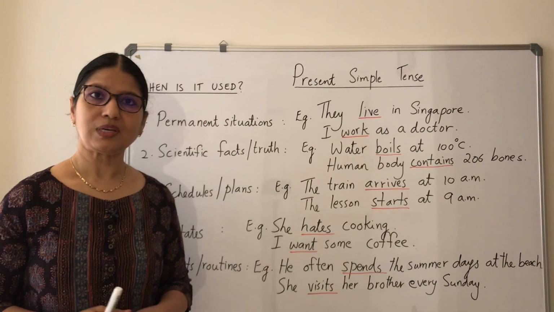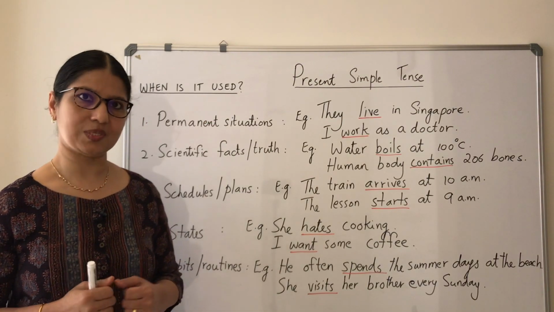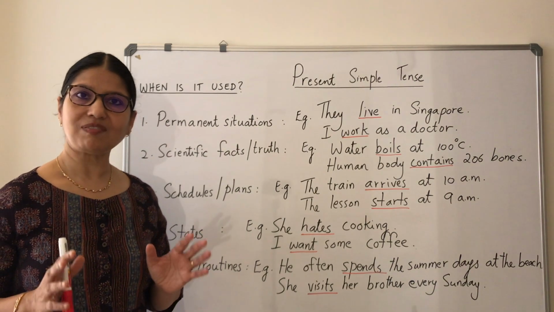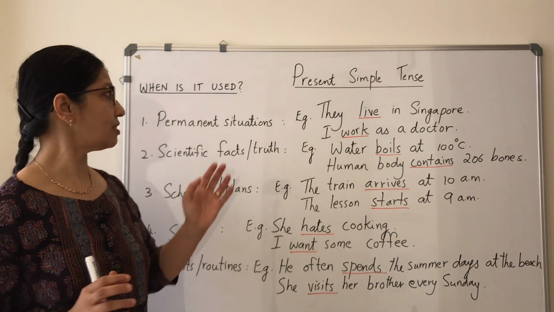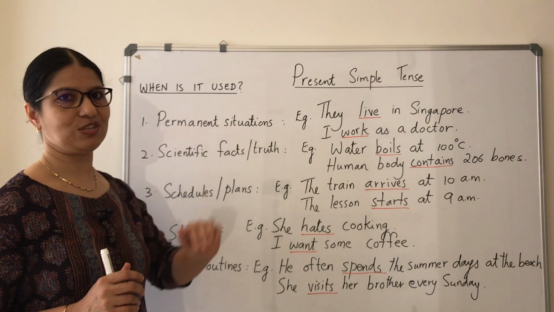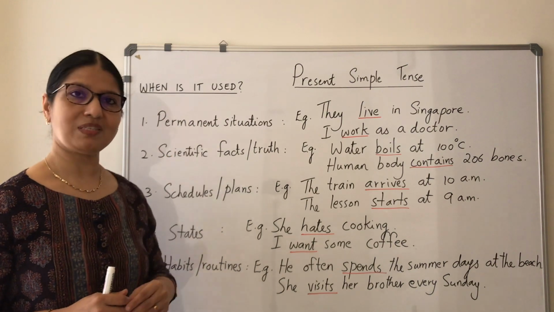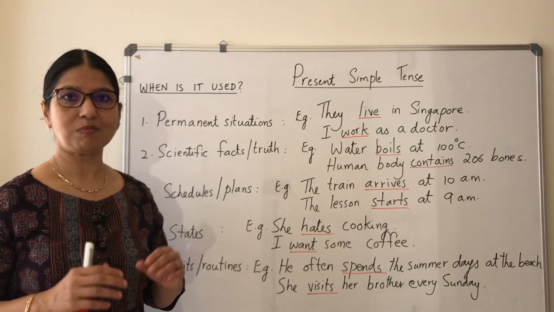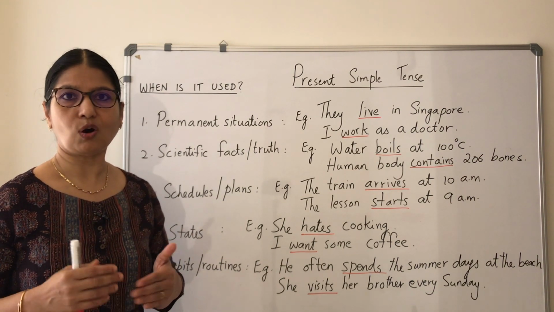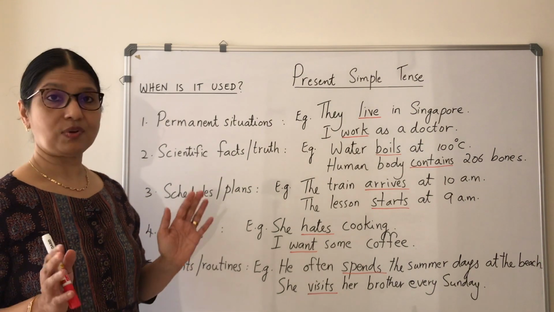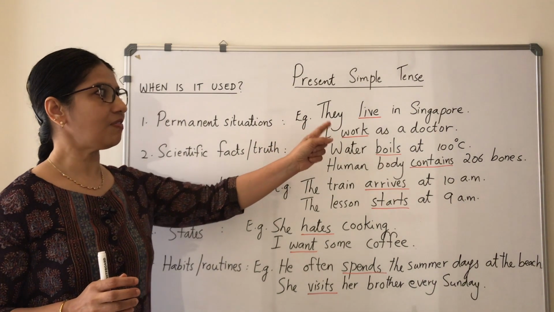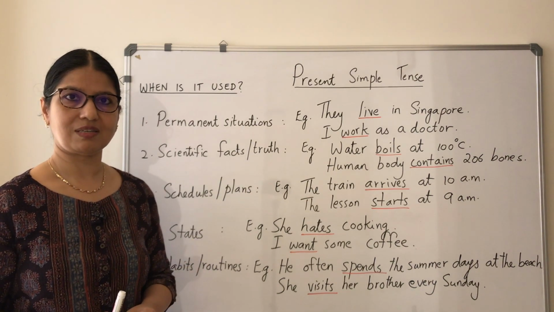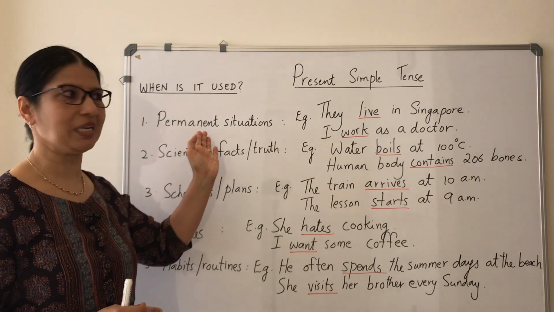Now let us find out when present simple tense is used. Generally speaking, present simple tense is used in 5 situations. The first one is when we talk about permanent situations. What I mean by the word permanent is something which doesn't last for a short while, something which is more or less always true. So for example, when I say they live in Singapore, they don't live there for a few days. This is something which is more or less permanent.